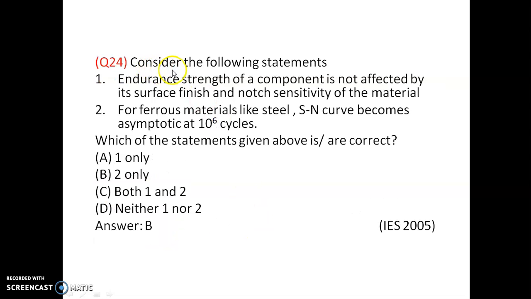Next question. Consider the following statements. Endurance strength of a component is not affected by its surface finish and notch sensitivity of the material, but it is affected by surface finish and notch sensitivity of the material. So statement 1 is wrong. For ferrous materials like steel, the SN curve becomes asymptotic at 10 power 6 cycles. So statement 2 is correct. Which of the statements are correct? Statement 2 only. So the option is B.